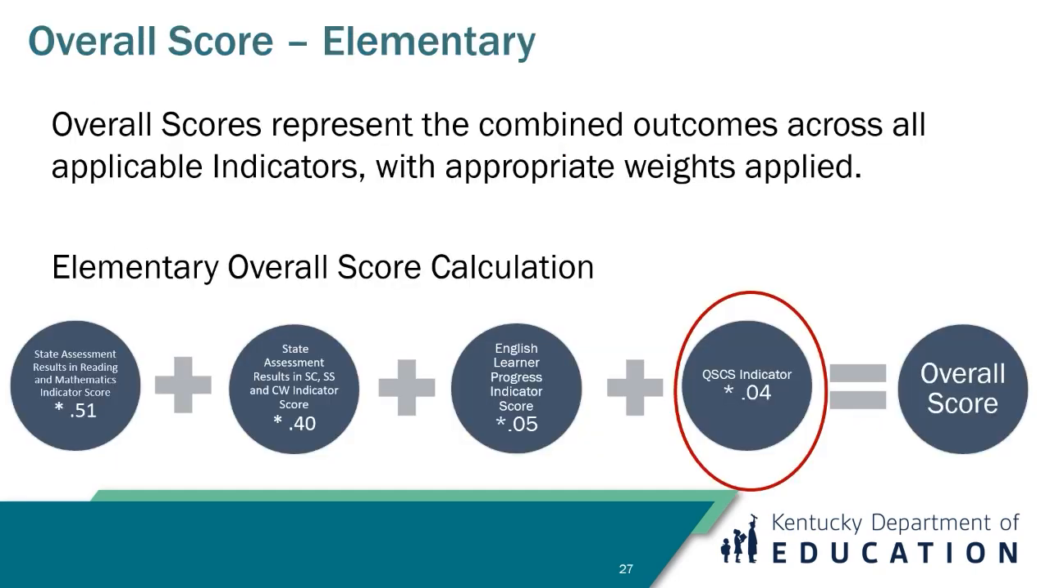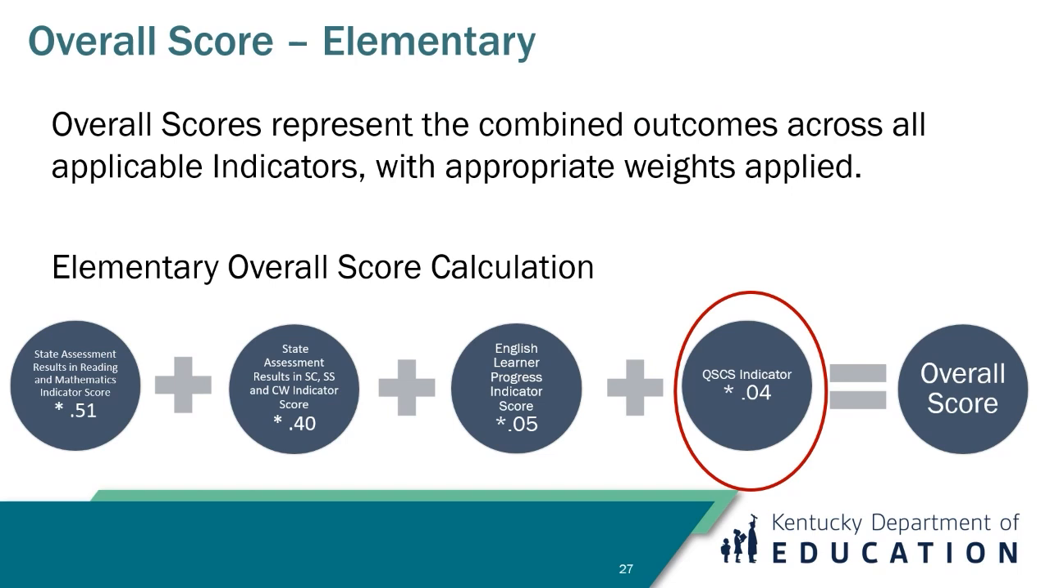Using this example from elementary school, we can see how the overall score is calculated. The QSCS indicator portion of the formula is shown on this slide with the red oval. You can see that we will take the QSCS indicator score of 72 that we calculated earlier, and will now multiply that by the weight of 0.04 or 4%. The weight came from the weight table that was shown earlier. The QSCS portion of the overall score formula after multiplying 72 by 0.04 would equal 2.88.